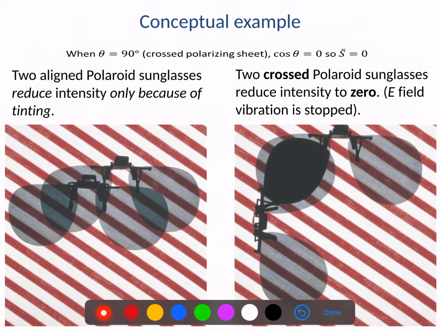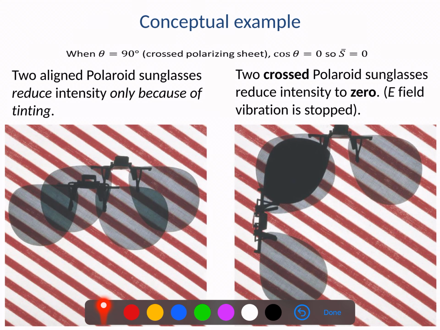Okay, here is a conceptual example for you to think about. Remember that I said if these things are at 90 degrees, perpendicular to one another, then essentially you have no component going through, so the intensity is equal to 0. So I could take, for example, two polarizing sunglasses and set them on top of one another. When the unpolarized light goes through the first set of sunglasses, it will be reduced in half.